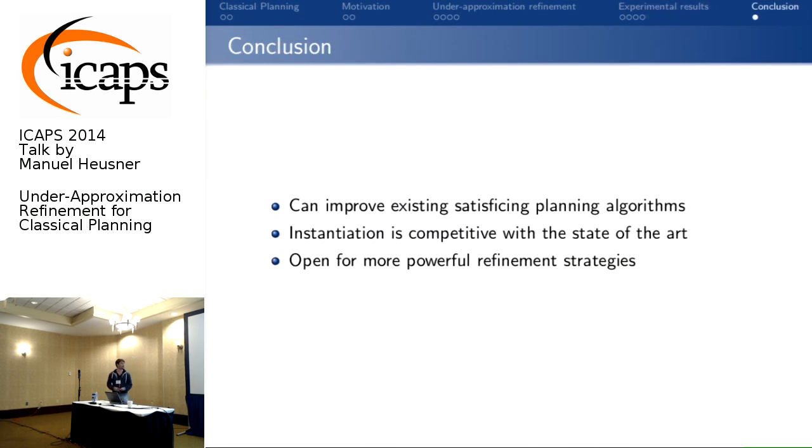Now I come to the conclusion. We can improve existing, arbitrary existing satisficing planning algorithms with under-approximation refinement. We didn't test all the algorithms, but it should be easily adaptable. Then our first instantiation is already competitive with the state of the art.